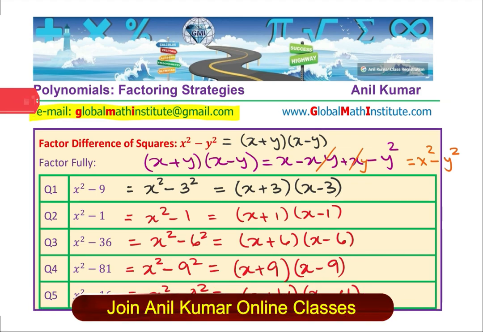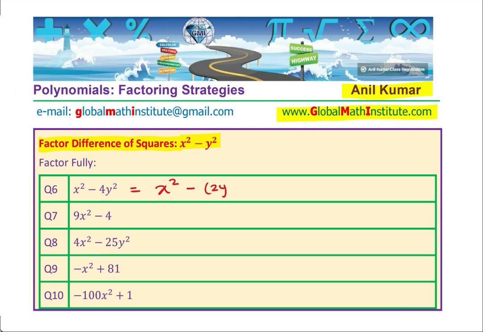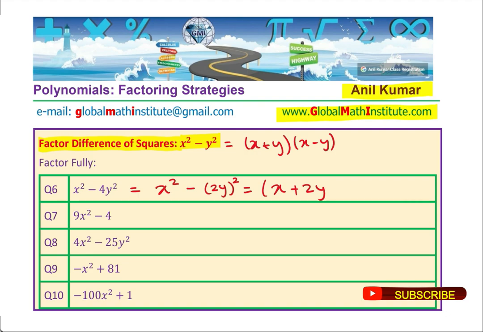So let's now do the next 5, which have slightly bigger numbers and more variables. So we are now working with 2 variables, x squared minus 4y squared, factor fully. So this is x squared minus 4y squared, and 4y squared is 2y whole squared. You get an idea. And now, since we were writing x squared minus y squared as product of sum and difference, what should this be? Well, it should be x plus 2y times x minus 2y. Perfect.